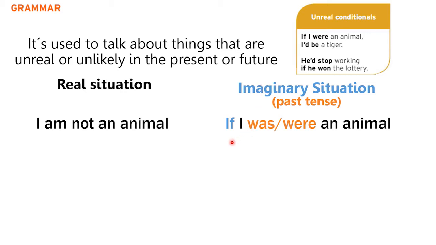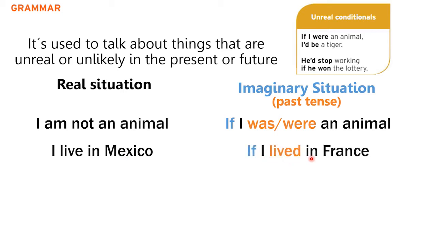If we say, if I am an animal, well, this will be a real situation. But remember that we're talking about imaginary situations, right? Another example could be, I live in Mexico. This is a real situation. An imaginary situation will be if I lived in France. Again, we have lived in past tense, but we're talking in the present because it is an imaginary situation.